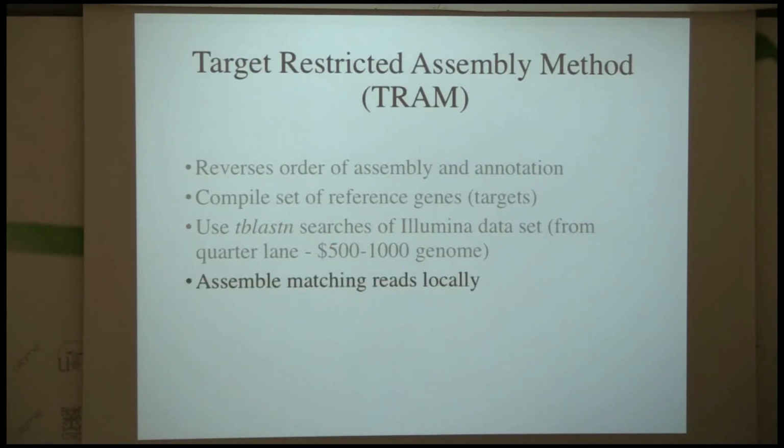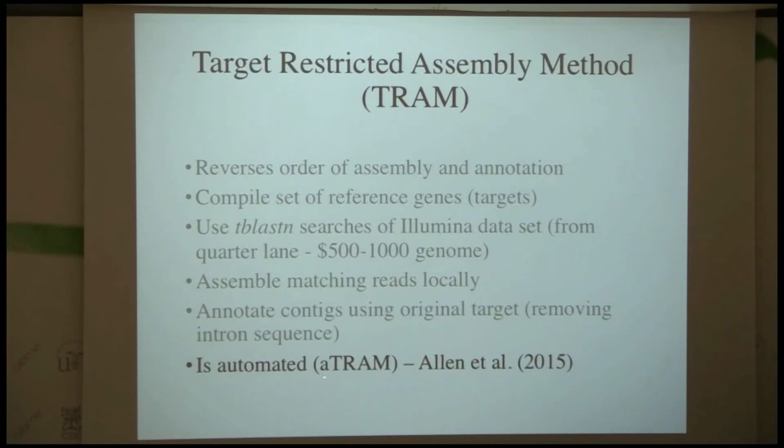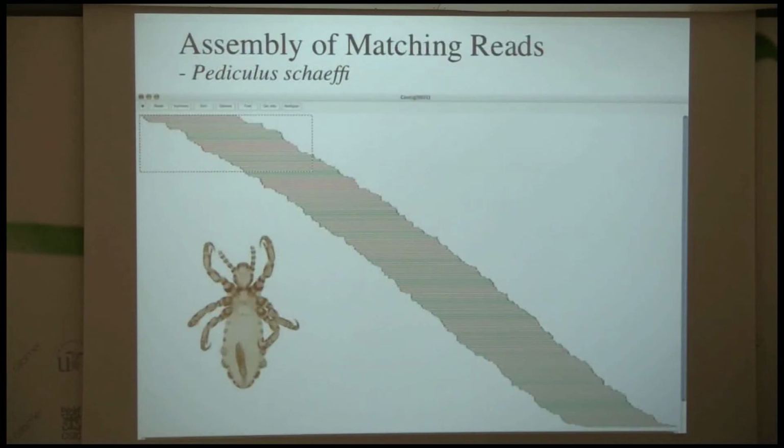And then we assemble the matching reads locally. So we figure out what reads match our gene and then just assemble those together. And then we do some annotation to remove introns because they complicate things. And this process is now automated. My postdoc, Julie Allen, published this bioinformatics software, aTRAM now for automated, that we've been using.